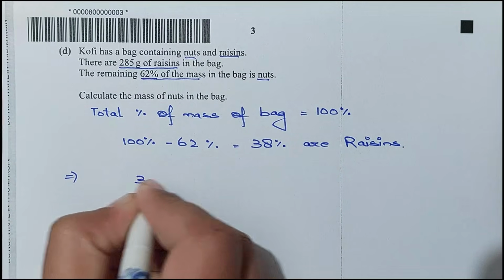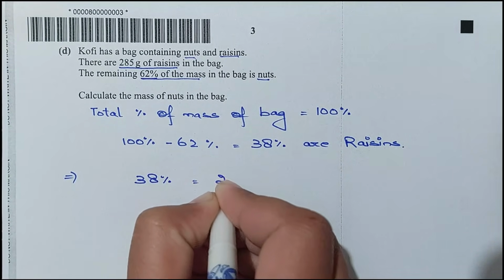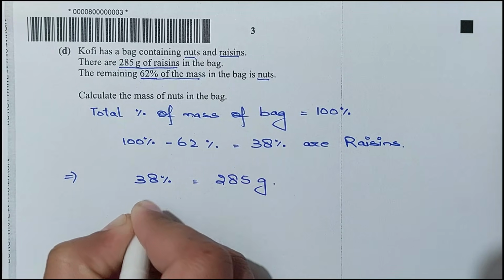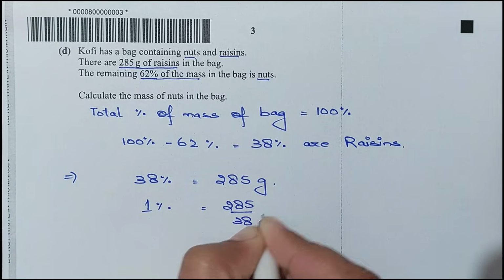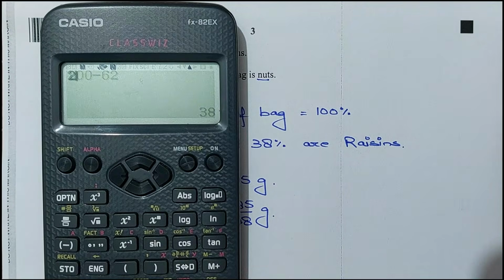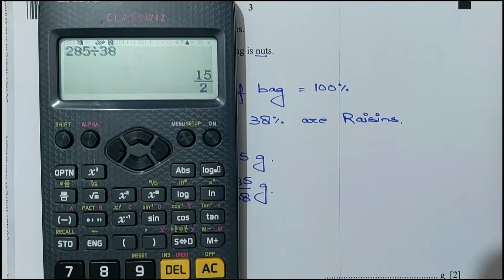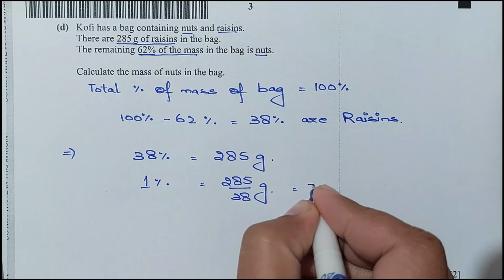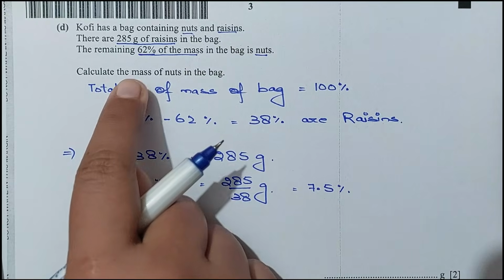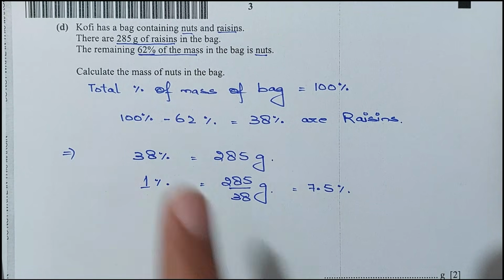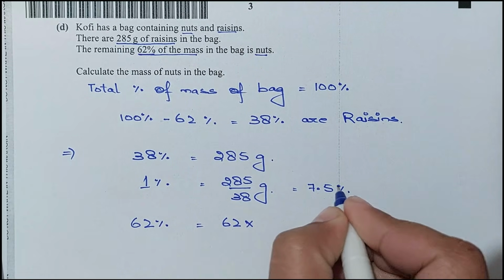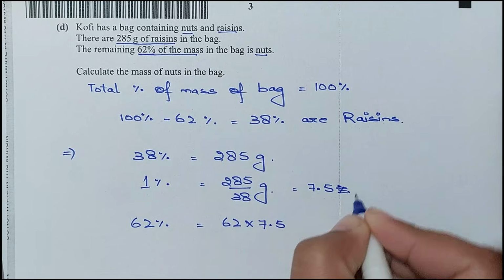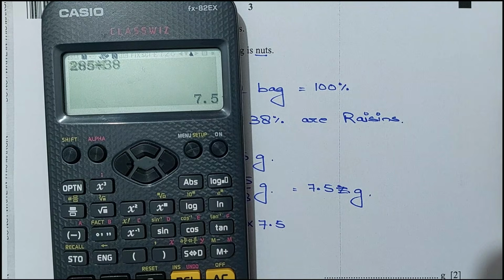So if 38% equals 285 grams of raisins, what does 1% equal? 285 divided by 38 grams, which is 15 by 2 or 7.5 grams. And we have to find the mass of nuts in the bag, which is 62%. So 62 times 7.5 grams equals 465 grams.